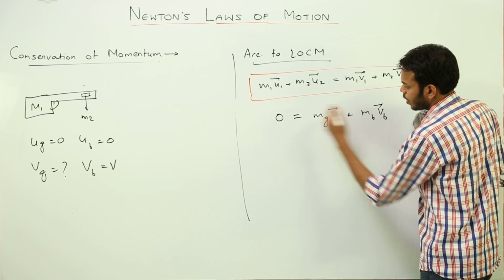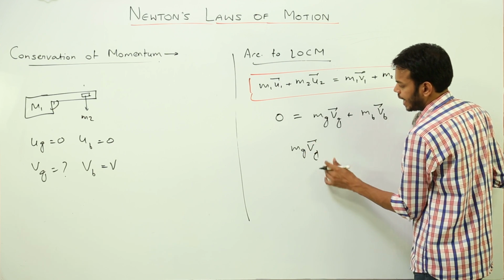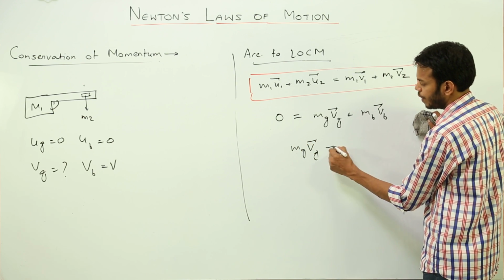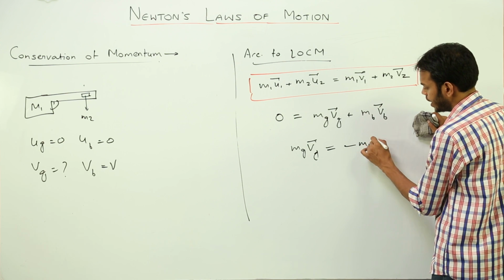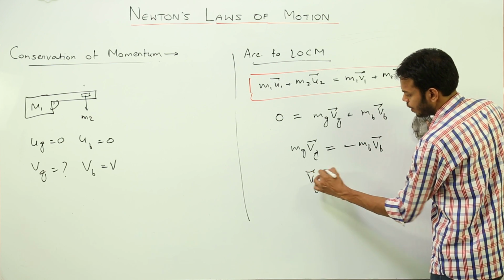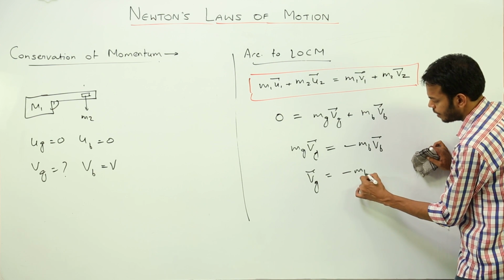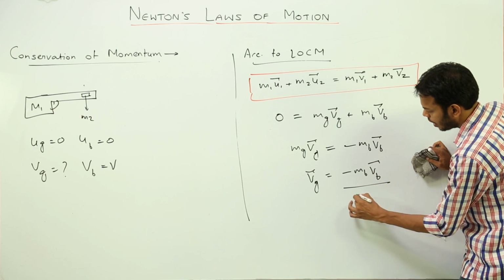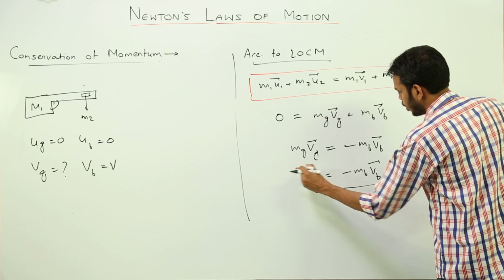This thing goes that side, so mg vg, that is mass of gun into velocity of gun, is equal to the negative of mass of bullet into velocity of bullet. So velocity of gun will be mass of bullet, that is final momentum of bullet, mass of bullet into velocity of bullet upon mass of gun. So this will be the expression for recoil velocity of gun.